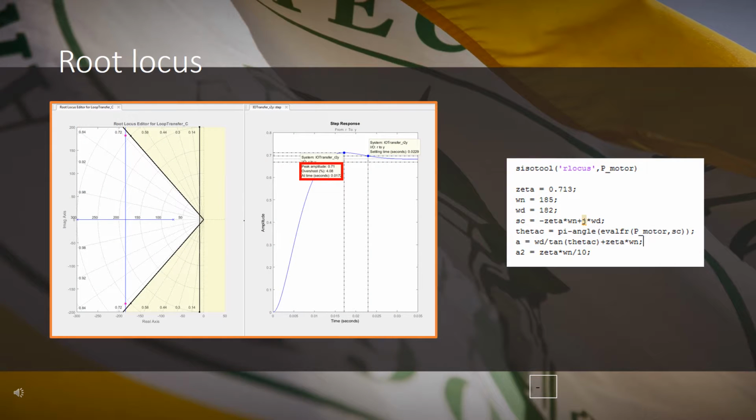Using this ISO tool, a root locus was found that achieved the settling time and percent overshoot goals. The values at this point are 0.0229 seconds and 4.06%.